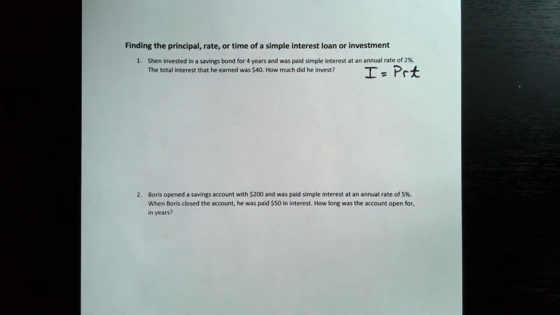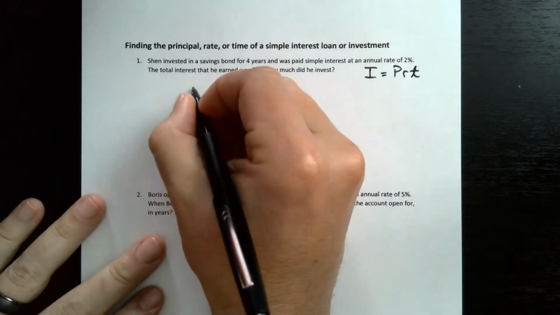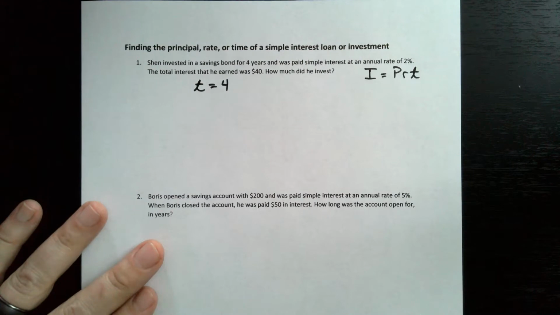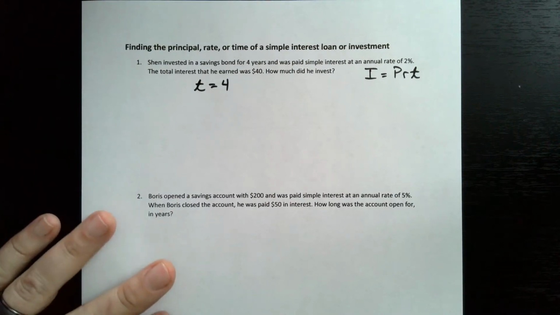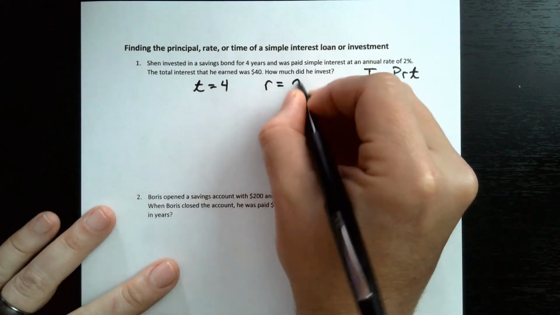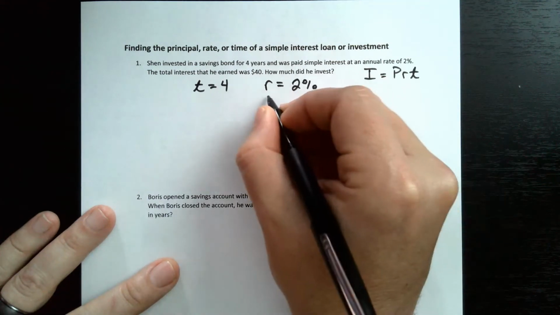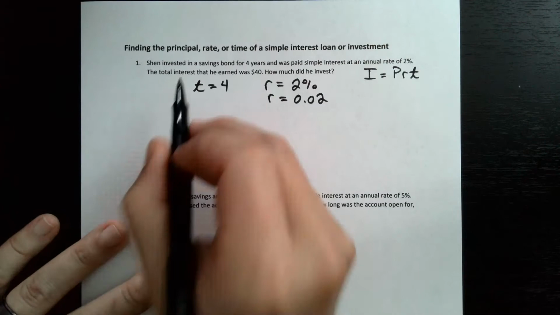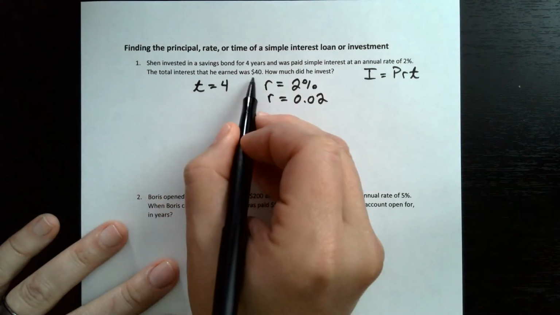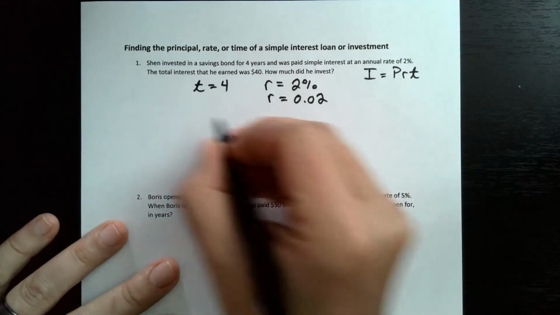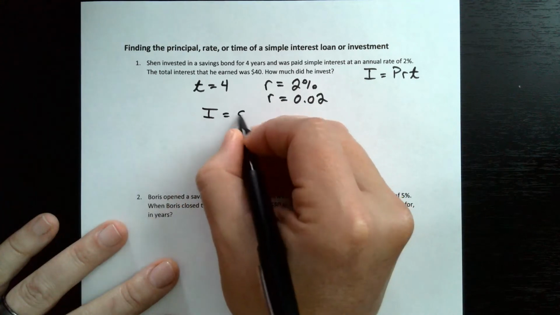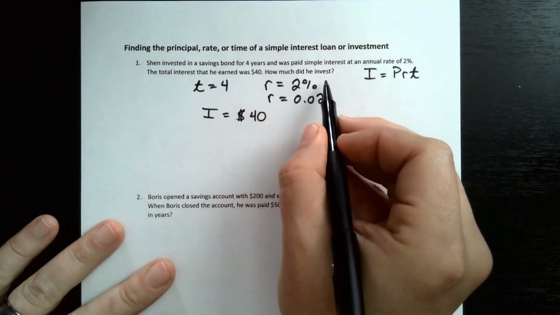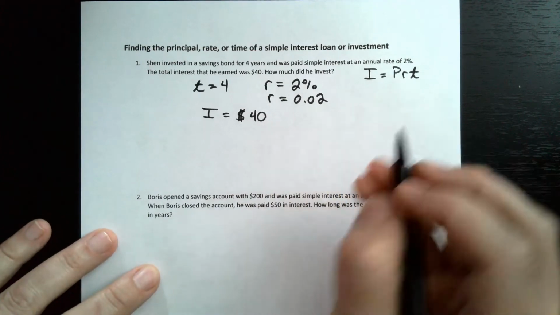Shin invested in a savings bond for 4 years. T equals 4. And was paid simple interest at an annual rate of 2%. R is equal to 2%. As a decimal, R is equal to 0.02. The total interest that he earned was $40. Interest is I, so I is equal to $40. How much did he invest? So we're figuring out what P is here.